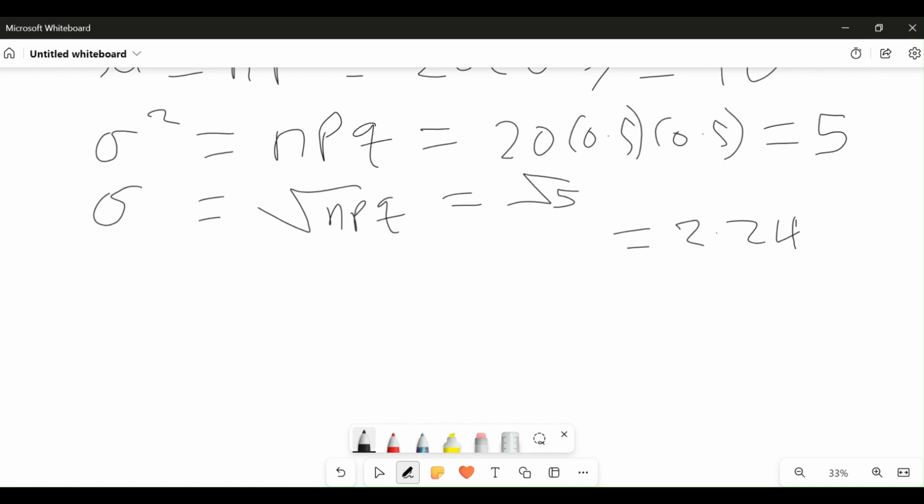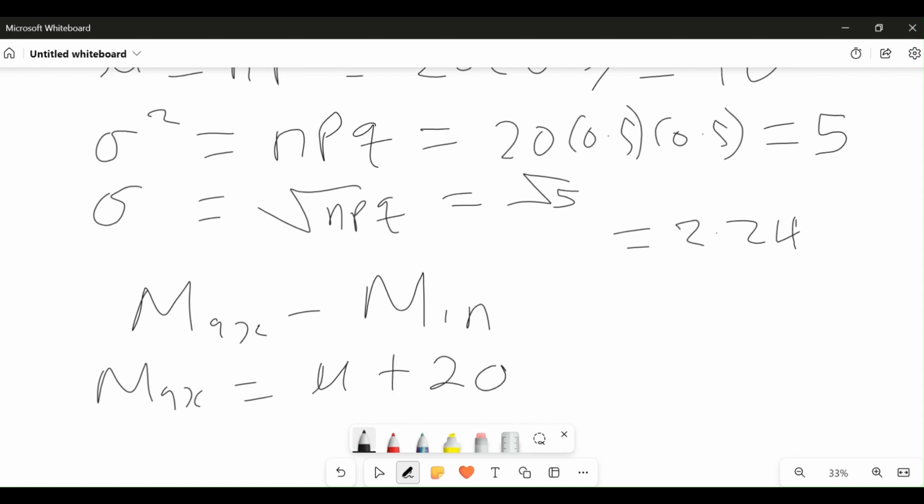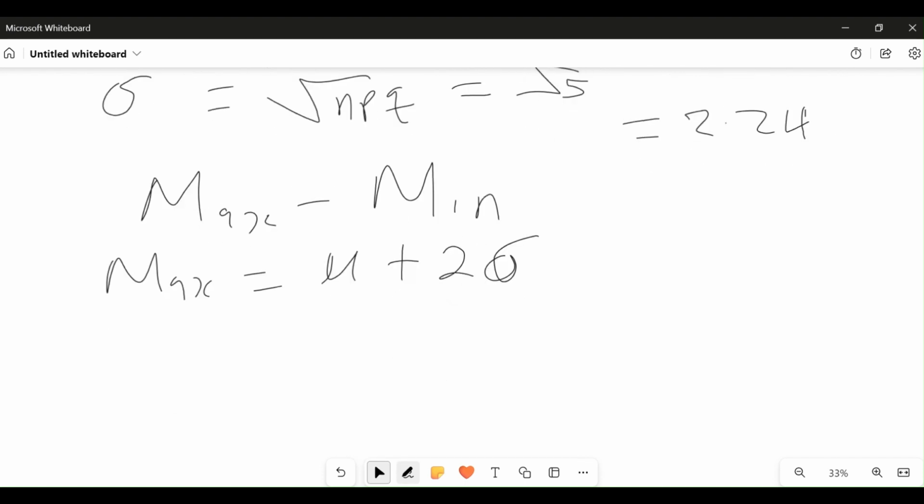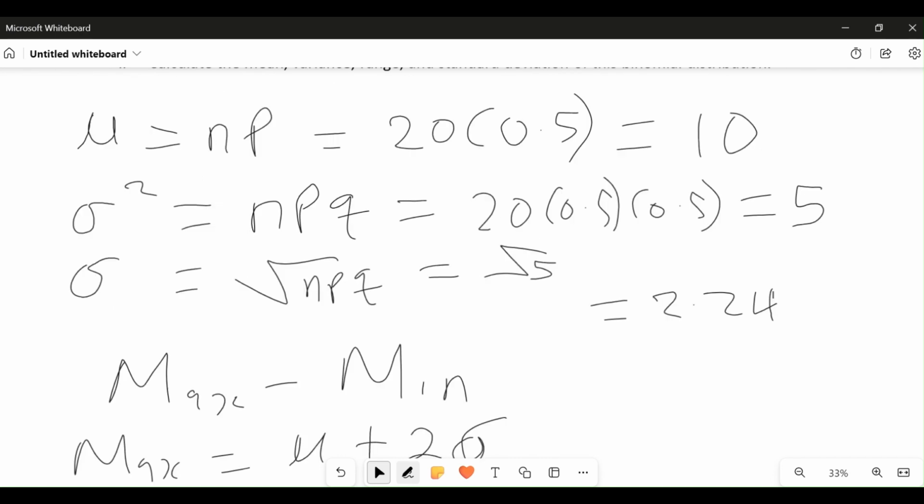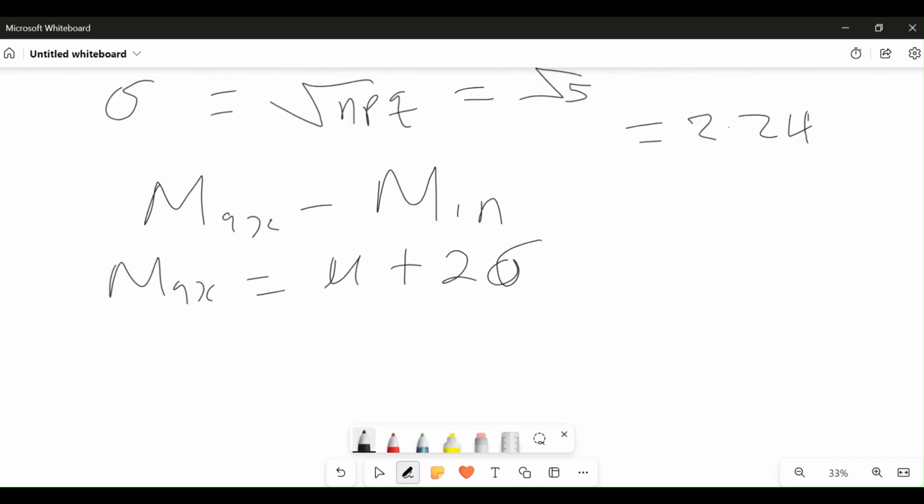To find our range will be what? The maximum value of the distribution minus the minimum value of the distribution. All right, the maximum value of the distribution is calculated with the formula mu plus 2 sigma. You've already found your mean and you've already found your sigma. All right, your mean from your calculation is 10. So therefore, we have 10 plus 2 into 2.24.